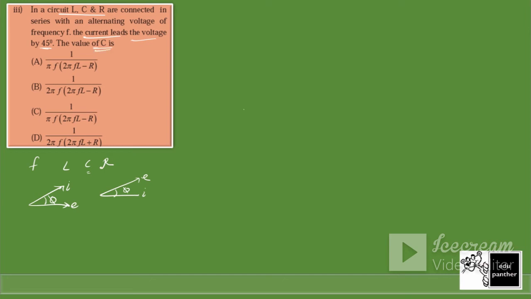What will be the value of C? We have to derive the formula. We know that the impedance triangle is very important. XL minus XC, and this is R. This is the phase angle phi. So tan phi is what? Opposite upon adjacent. So that is XL minus XC by R.